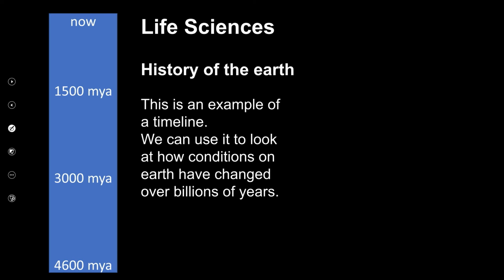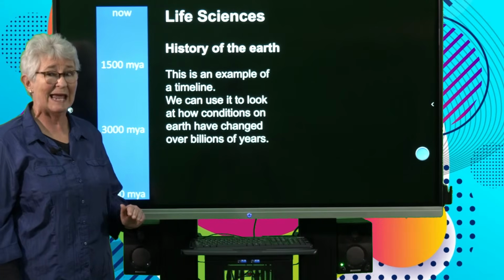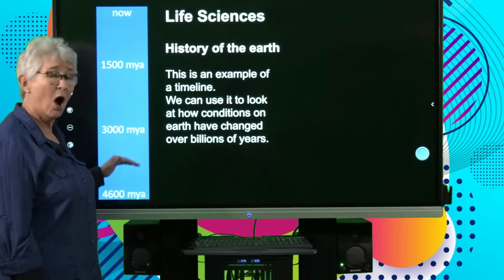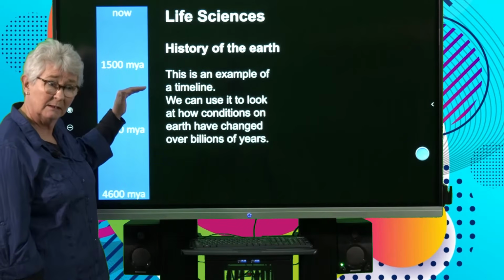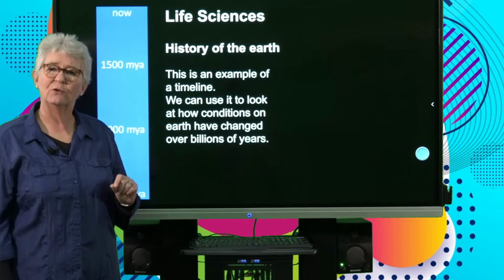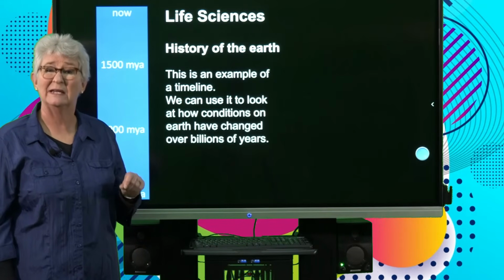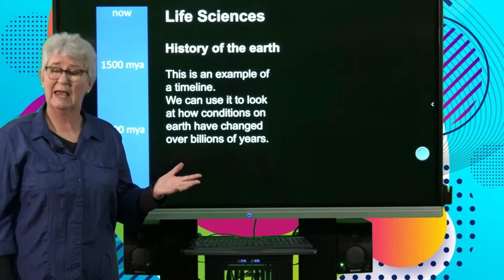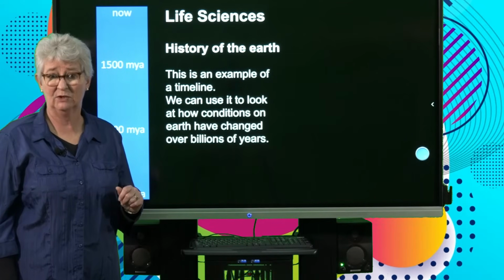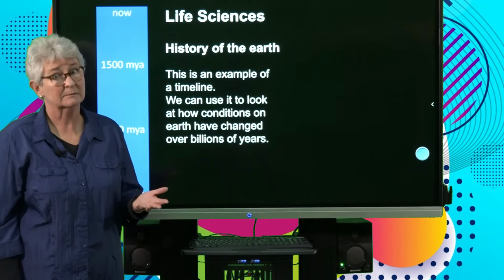The blue bar is the timeline with the dates filled in, and we are going to be looking at certain points on this timeline and seeing, well, what was the Earth like at that particular time in history? What types of animals existed at that particular time, if any?